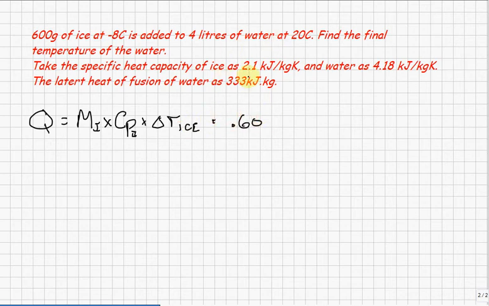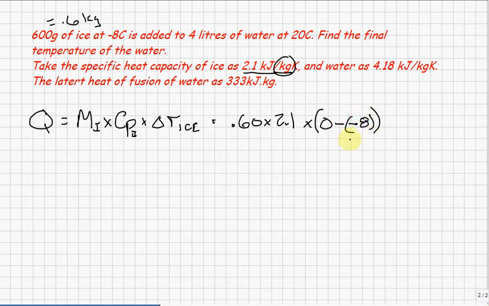I'm given my specific heat capacity in kilojoules per kilogram, so I've got to take that 600 grams equals 0.6 kilograms, watch your units, times 2.1 kilojoules per kilogram, times my delta T, which is going to be T2 minus T1, which is 0 degrees minus -8. Don't mess up your minus and minus there. And when I do that calculation, I get 10.08 kilojoules.